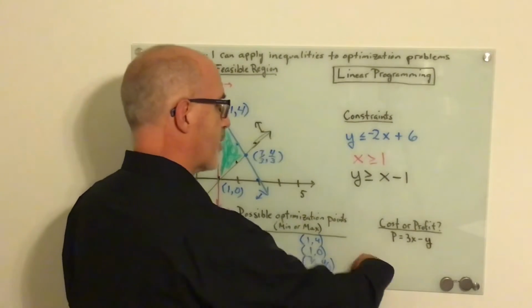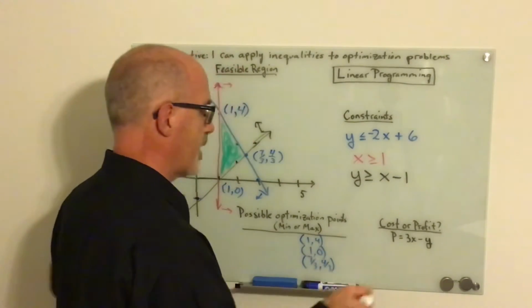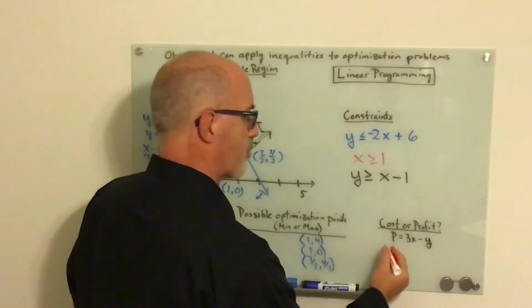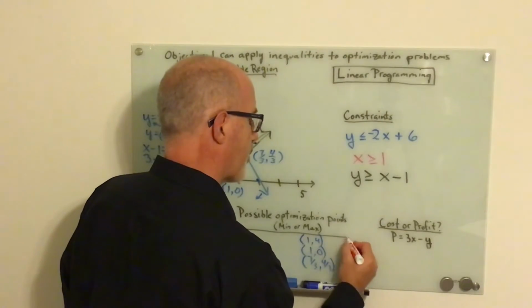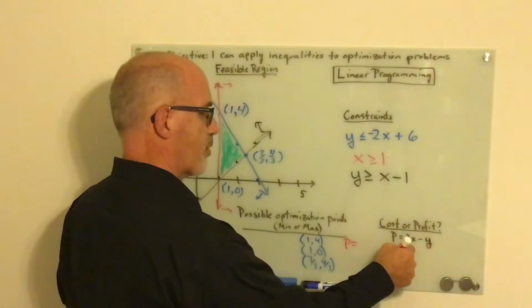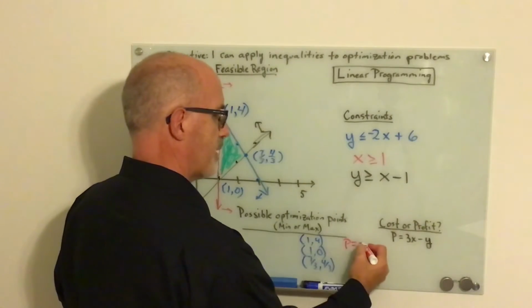So let's go ahead and substitute these in. If I put in 1 and 4 into this profit, for this one I'm going to get profit equal to 3 minus 4, it gives me -1.